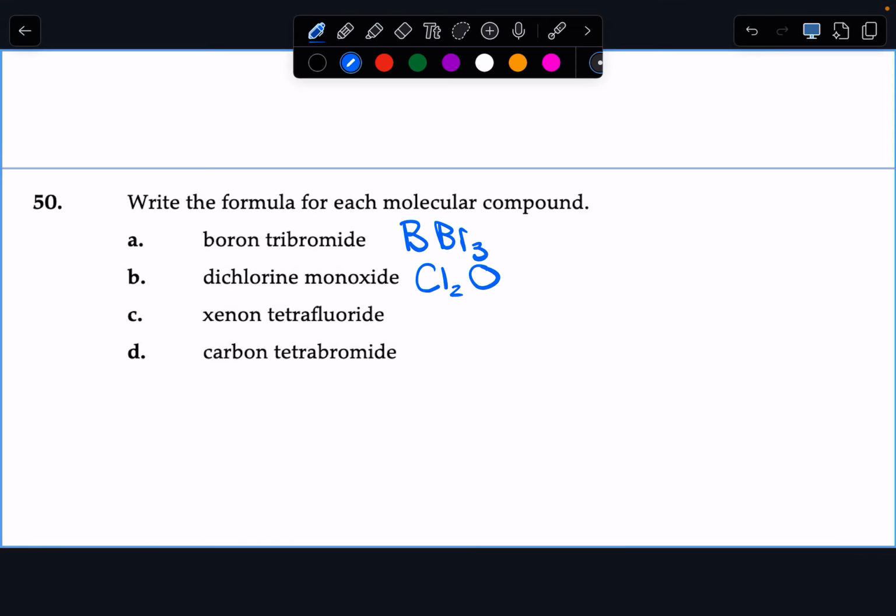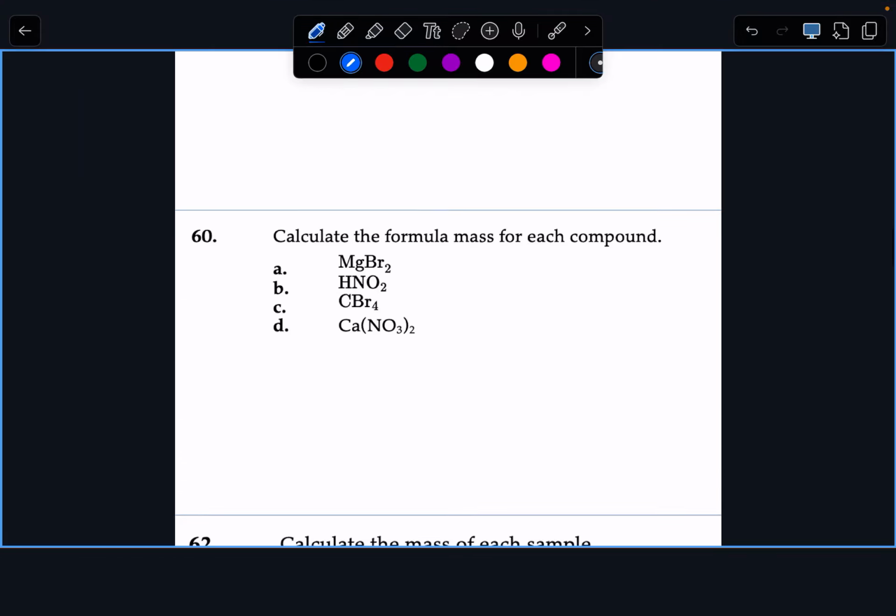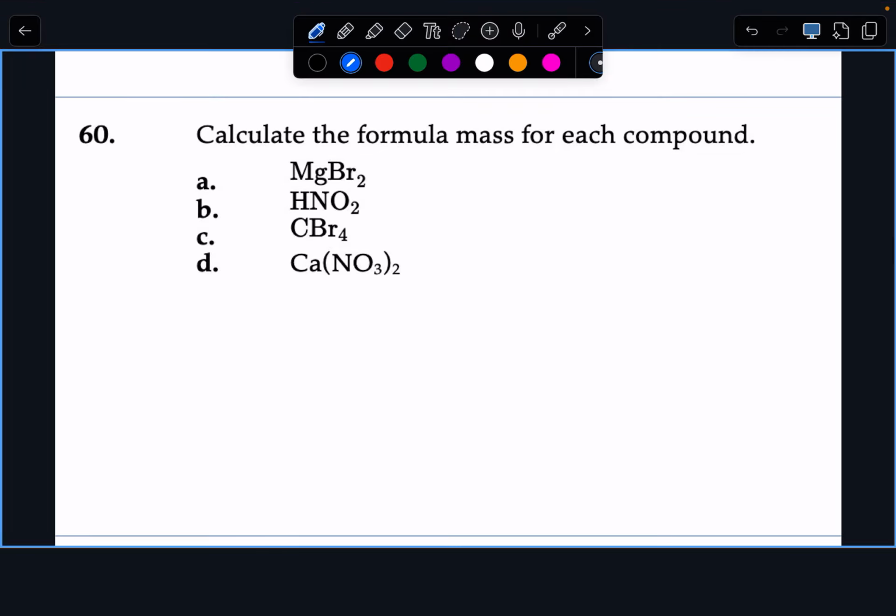Okay, so moving on to the calculations. I'm not going to do a ton of these, because I want to make sure to leave time to do limiting reactant problems, which I know throws people off a lot of the time. So we're going to skip over calculating the formula mass, because this is something you do as part of mole calculations. It just means look up magnesium, look up bromine times 2. That's the formula mass.